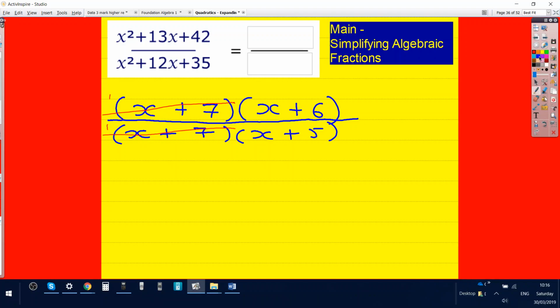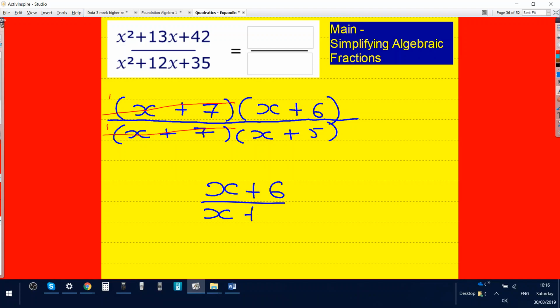So it'd be 1 times, because they're times each other, x plus 6 over x plus 5. Yes. And that's how you cancel down fractions. Fully factorize the top, fully factorize the bottom, and then simplify. Okay. And cancel down.